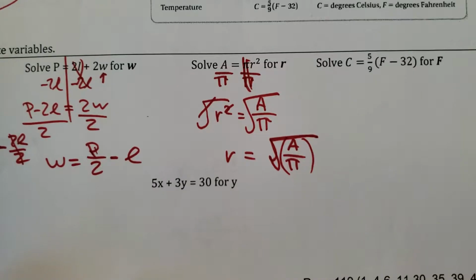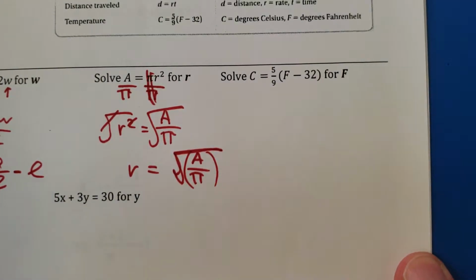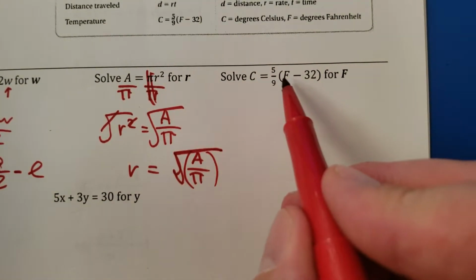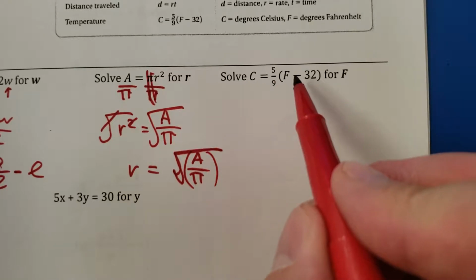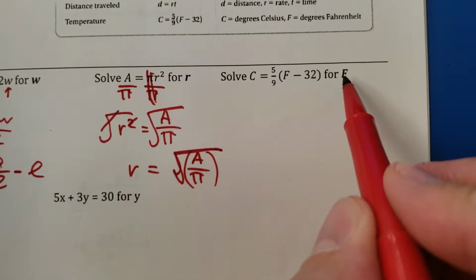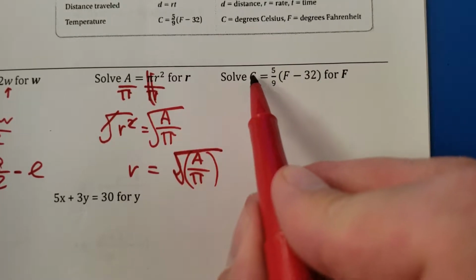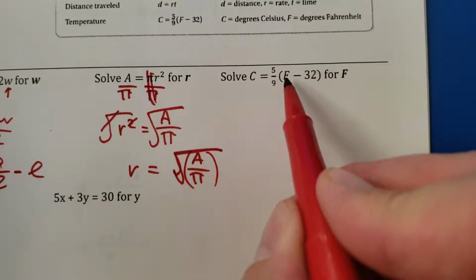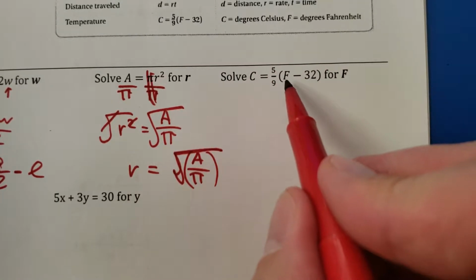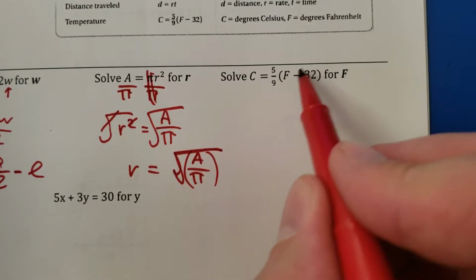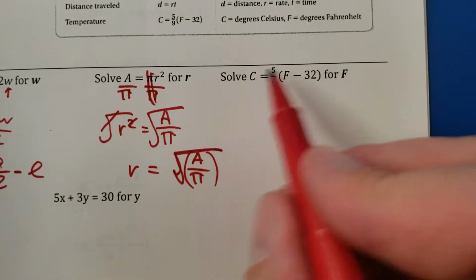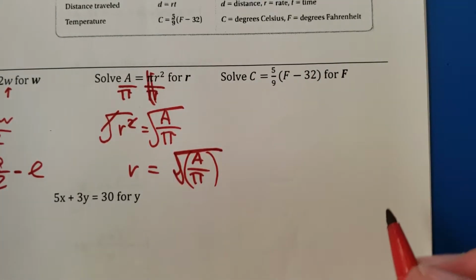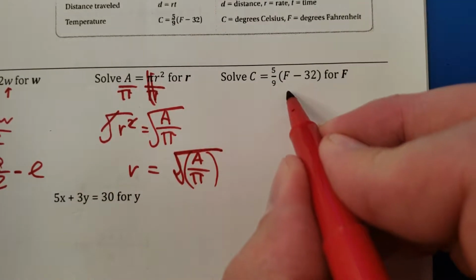All right. Last one. We're going to solve the Celsius and Fahrenheit formula, and we're going to solve it for Fahrenheit. So this is how you would find Celsius if you're given Fahrenheit. So here in America, we would throw in a number, do some math, and we calculate the Celsius. But you can also reverse this formula and solve it the other way. All right, so let's solve for F.